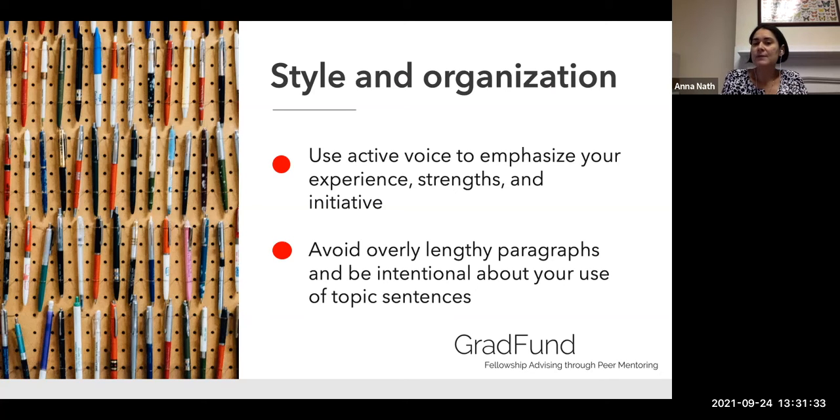Avoid overly lengthy paragraphs, and be intentional about your use of topic sentences. This could seem very easy, right? Very straightforward. But this is something that you should keep in mind, because again, with lengthy paragraphs, the reviewers can get lost in them. And then good topic sentences will help you guide the reader through your essays, through your application process. It's important to remember, right, that when your advisor reads it, or when we here at GradFund read your application materials, sometimes we will read intentionally more slowly. We will read it sometimes a couple times to figure out what you're talking about, right? But the reviewers are not going to give you that time. They don't.